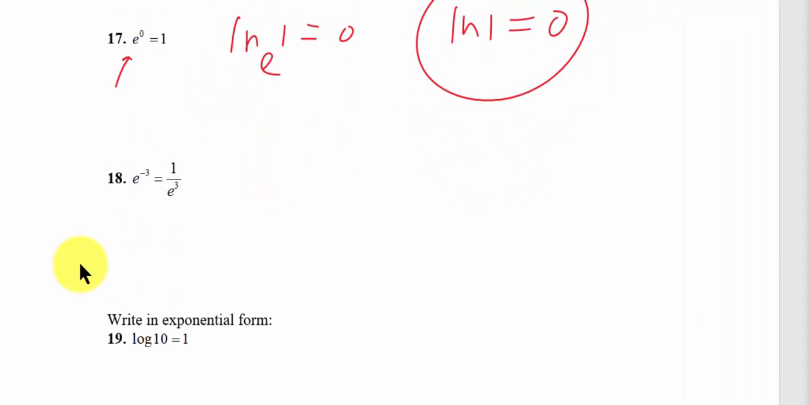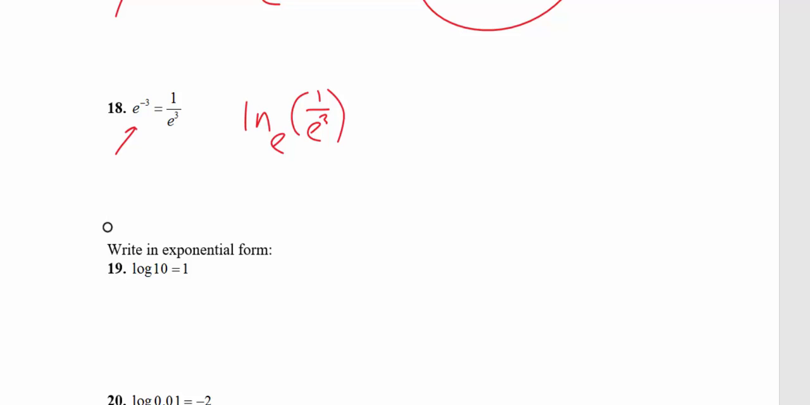And then I guess the last one is number 18. I'm going to use the natural log because I see the letter E. Anytime I see E, I use ln or the natural log, so we know it's in base E. I don't really have to write this. And then I'm going to put the 1 over E cubed. We have natural log base E of 1 over E cubed equals negative 3. And again, you can simply just write natural log of 1 over E cubed equals negative 3.